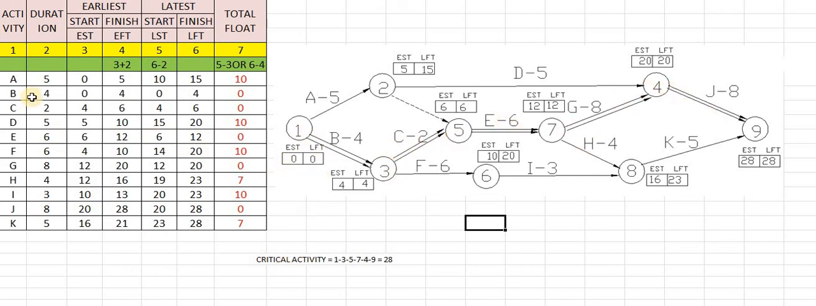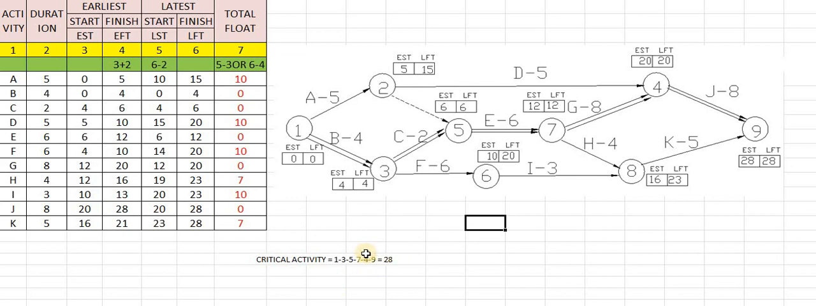Activity B is having 0, that is, this double line indicates the critical path. Yes, C, double line. What about E? Double line. Next is G, double line. And finally J, double line. That means this is the duration, and the double line indicates the critical path. That means the critical path is 1, 3, 5, 7, 4 and 9, and its value is 28.